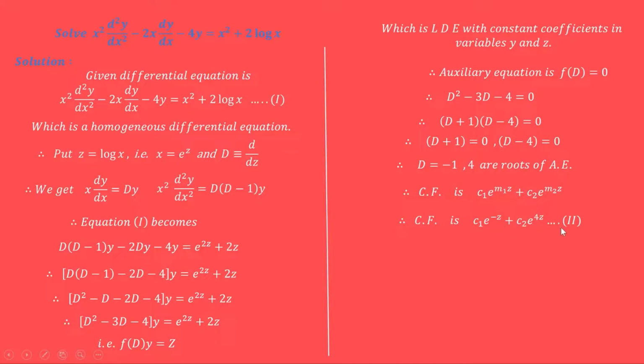This is equation number 2. Now we have to find the particular integral, P.I. It is equal to 1 upon f of D into Z. Here f of D is D squared minus 3D minus 4, into Z, where Z means e raised to 2z plus 2z.